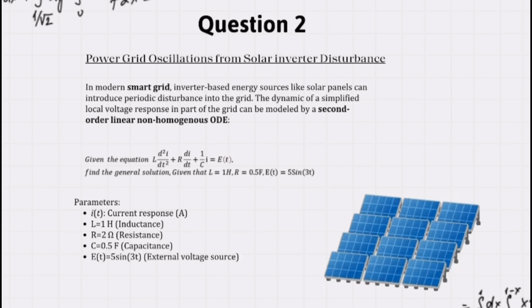So in modern smart grids, the dynamics of a simplified local voltage response in a part of the grid can be modeled by a second order linear non-homogeneous ODE. So the given equation is L d squared I over dt squared plus R dI over dt plus 1 over C times I equals E(t). We want to find the general solution given that L equals 1 H, R equals 0.5, C equals 1 F, and E(t) equals 5 sin 3t. So the parameters are given below.